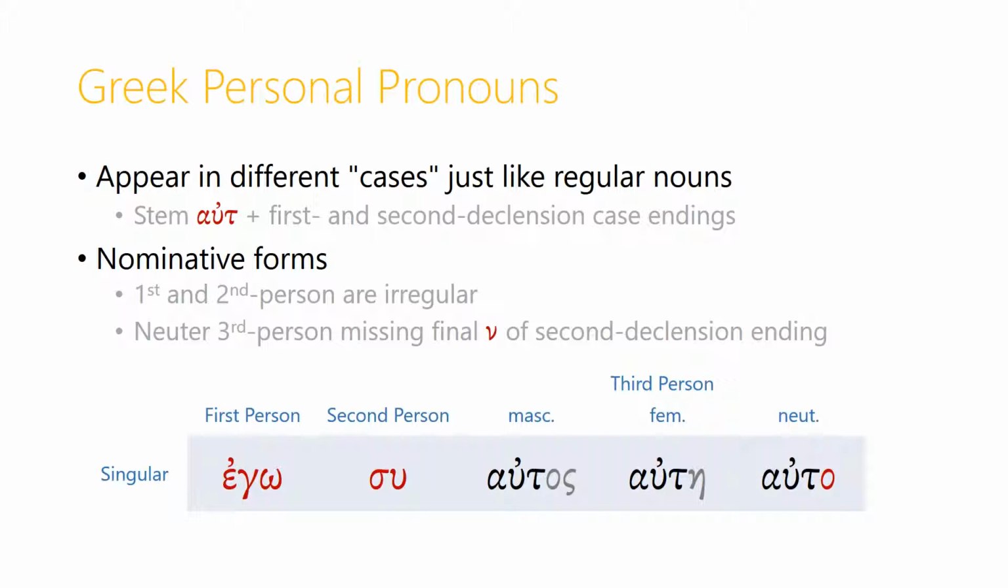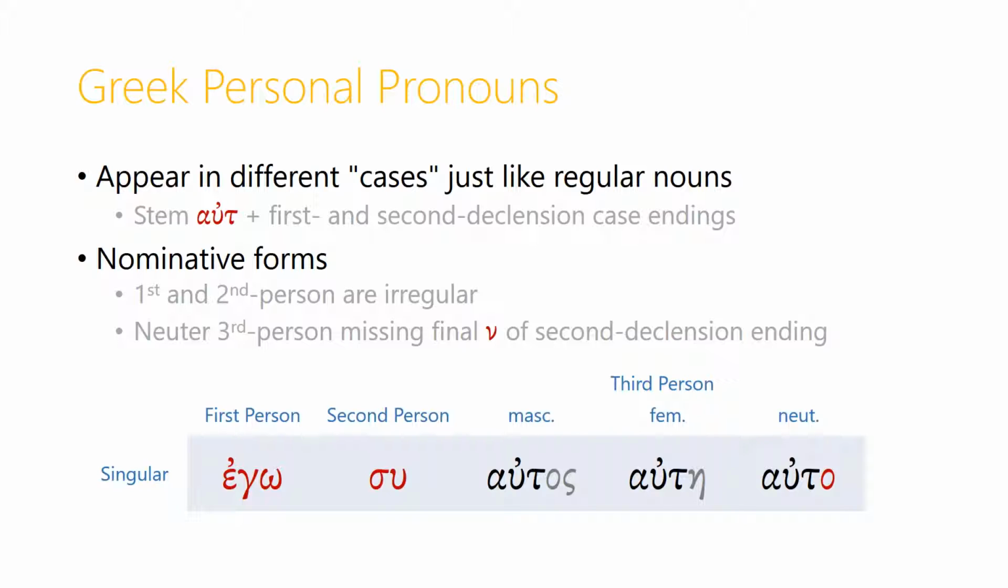The Greek personal pronouns appear in different cases, just like regular nouns. The stem for all of the Greek personal pronouns is aut-, and onto that stem we add first and second declension case endings. Again, like we saw with the definite article, we don't have third declension forms for these. The nominative forms in the first and second person are irregular.